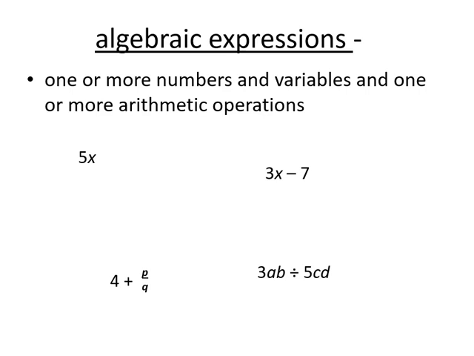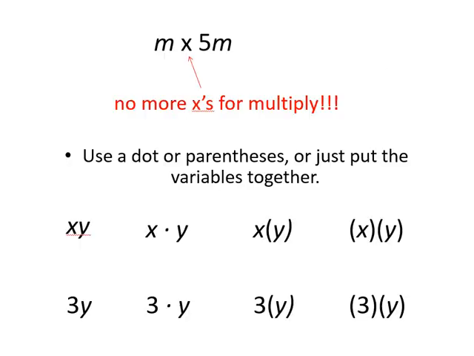Algebraic expressions: one or more numbers and variables and one or more arithmetic operations. These are algebraic expressions. They have a number, variable, and an arithmetic operation. We're not using the letter x for multiplying, so get used to that. You have lots of different options: xy, x times y, x parentheses y, and all these different things. So stay away from the letter x as a multiplication sign.